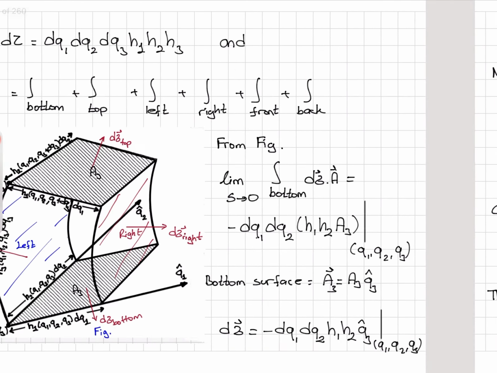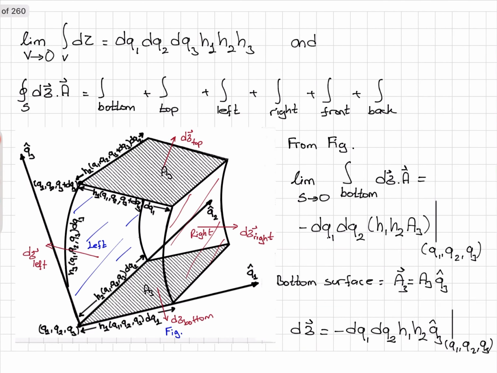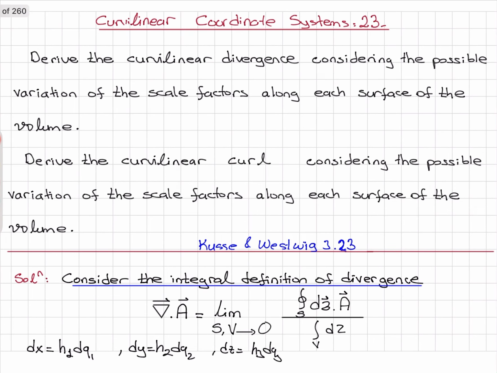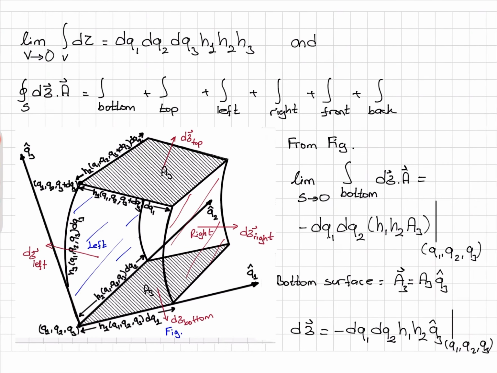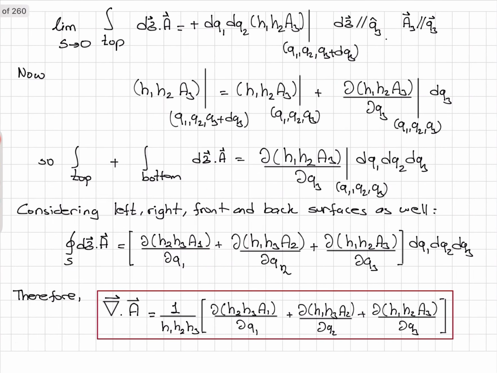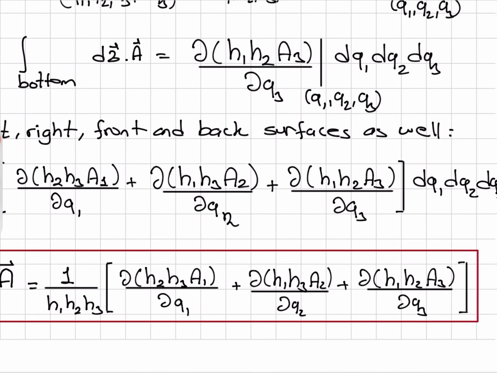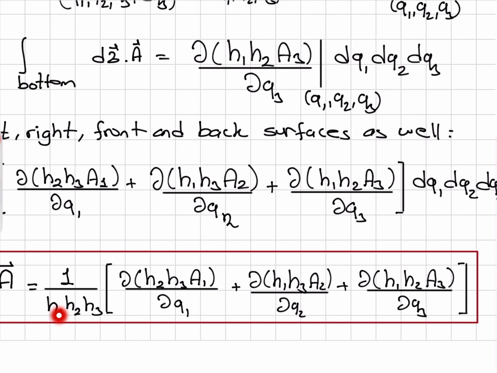Now this has to be divided by the volume term, according to the integral definition. So the dq1, dq2, dq3 cancel out, and I would be left with 1 over h1 h2 h3, in parentheses, the partial derivative with respect to q1 of h2 h3 a1, plus the partial derivative with respect to q2 of h1 h3 a2, plus the partial derivative with respect to q3 of h1 h2 a3.